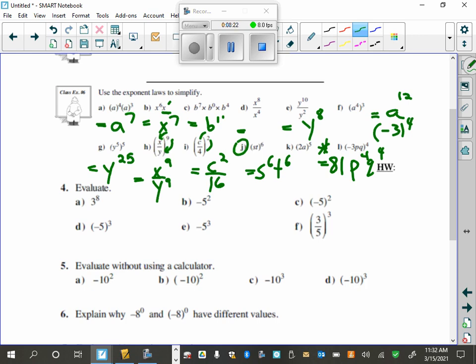Okay, your homework is the next 3 pages, I think. Pages 21, 22, and 20, and half of 23.